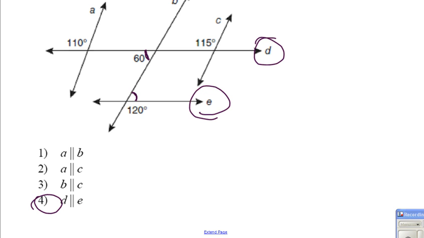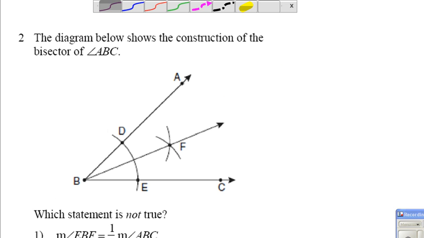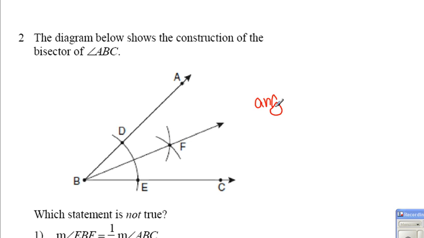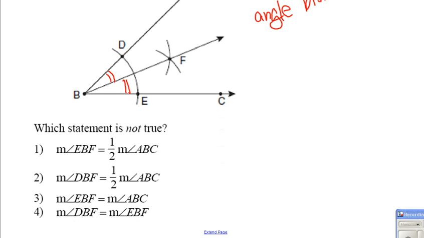Here it goes, number 4. Now, next. This is a construction from this point having the same length, the line segment, and then cutting it across. This in fact talks about the angle bisector. That means this portion of the angle must be equal to that portion of the angle. So anything that says that would be our answer.